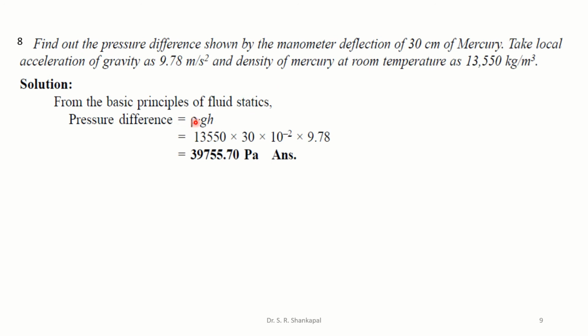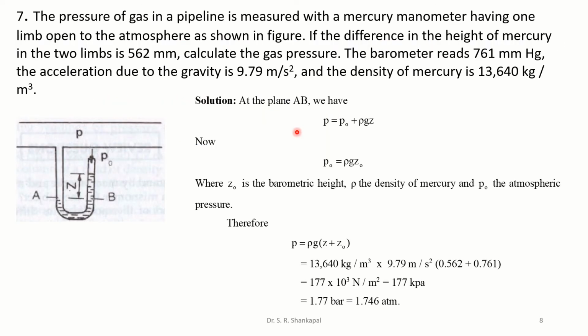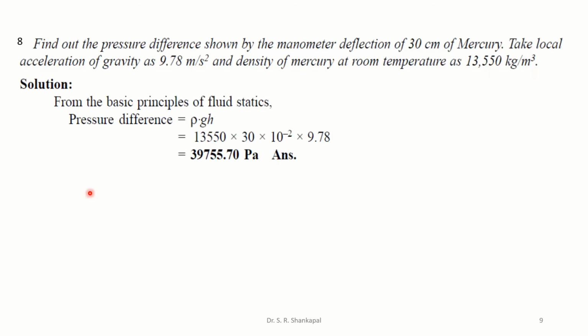I have used a manometer and I am measuring the pressure. The manometric fluid that I have used here is mercury. Just like this, I connected a manometer. So here, this is the fluid I am talking about. Its density is rho. That value is 13,550.